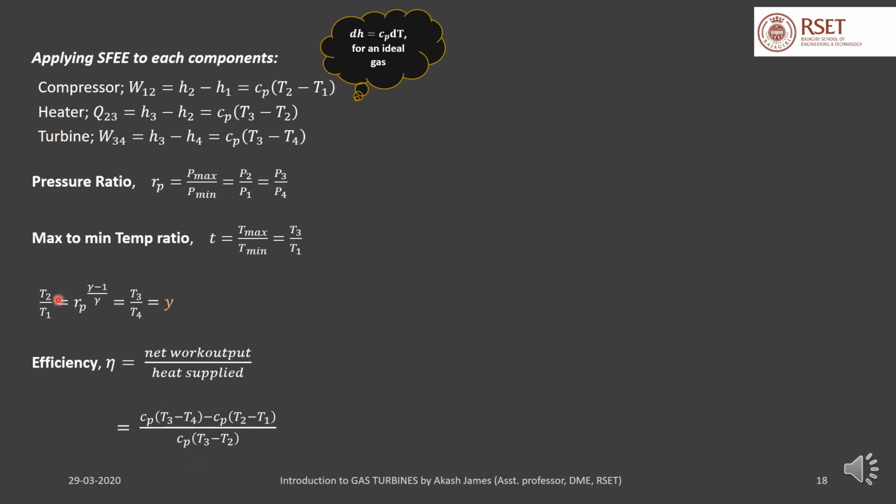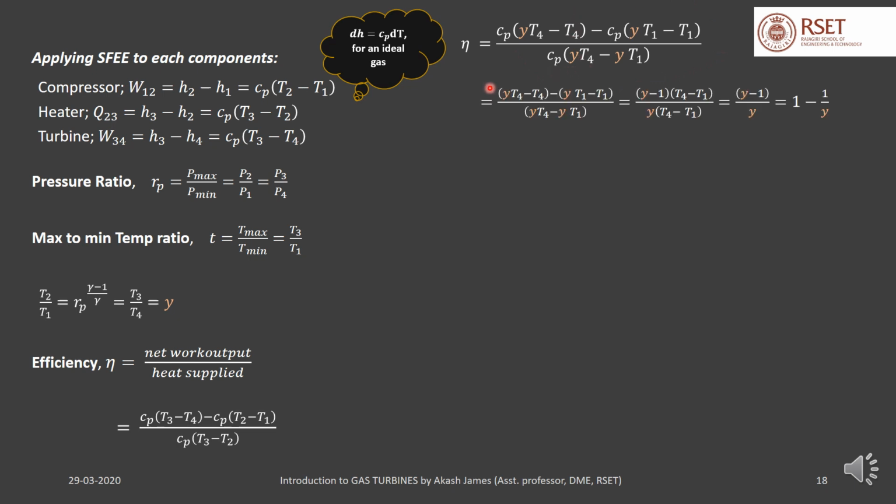Now, if you write T2 in terms of T1 by using the ratio Y, and T3 in terms of T4 by using the ratio Y, this expression changes to this one. Now, if you do a little bit of rearrangement and cancellation, it is easy to obtain efficiency as 1 minus 1 over Y, where Y is Rp raised to gamma minus 1 by gamma. And hence the efficiency of a simple Brayton cycle we have derived to be 1 minus 1 by Rp raised to gamma minus 1 by gamma.